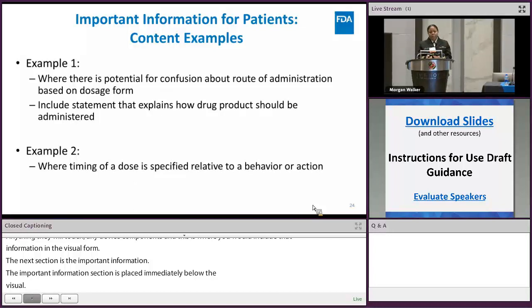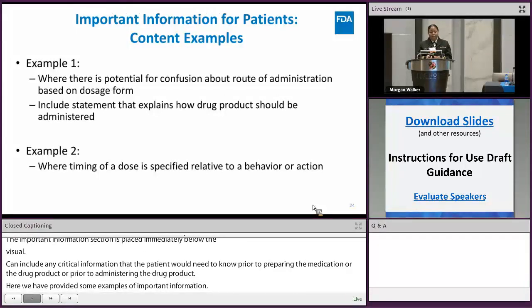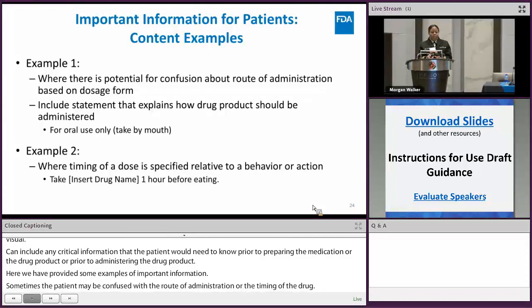Sometimes patients may be confused with the route of administration or the timing of the drug. So we would put a bullet in the IFU document, such as this one, for oral use only. If there's issues with when something should be taken, we can insert information like this, for example, where you would take the drug 1 hour before eating.